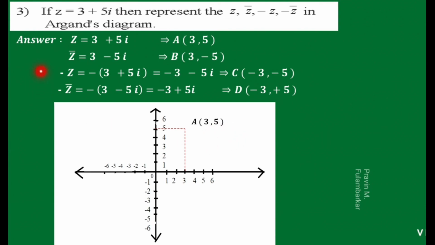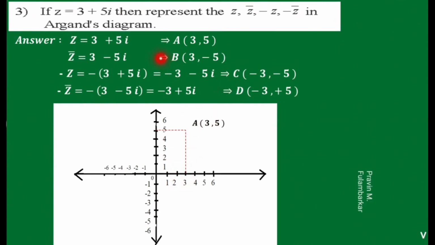Now we have to find the conjugate, that is 3 minus 5i. We write in ordered pair as (3, -5). Similarly we plot a point B with coordinates (3, -5). So we take distance 3 on x-axis and distance 5 on negative y-axis. So in this way we plot point B. Now we get an inverted image.